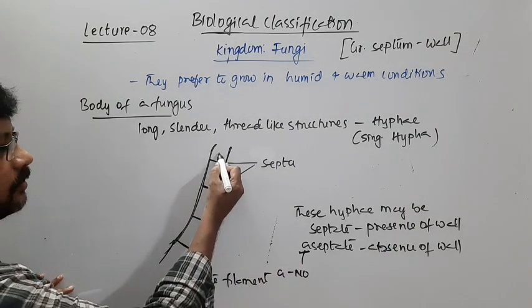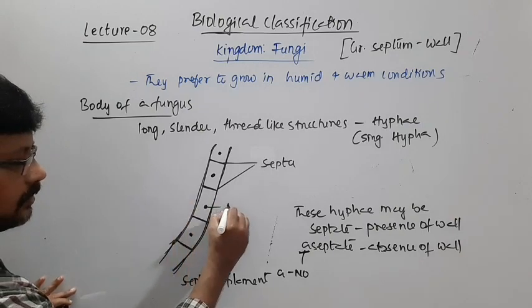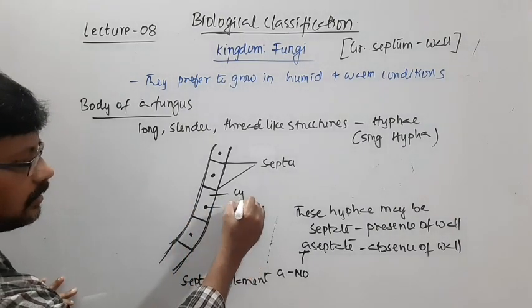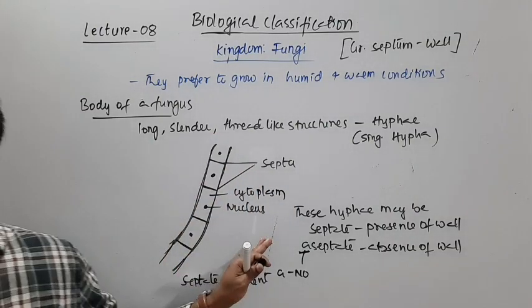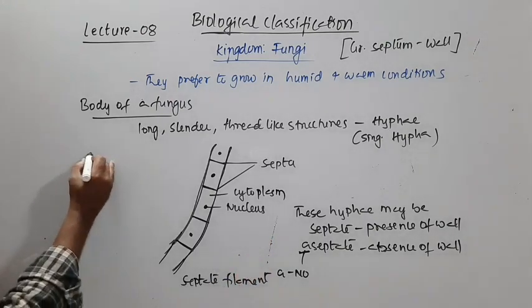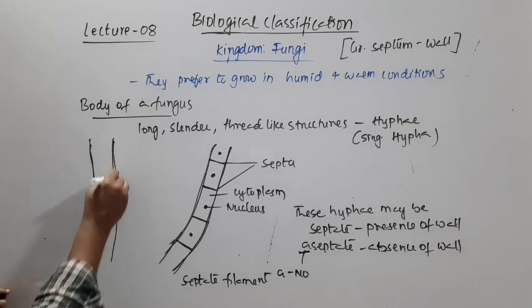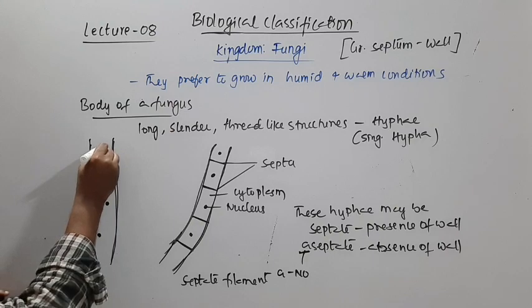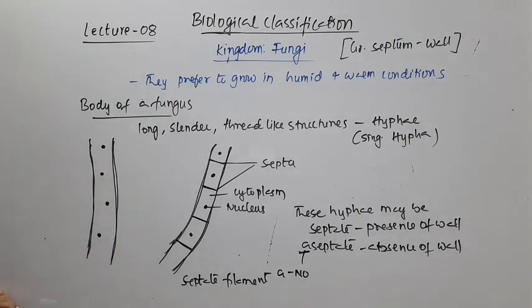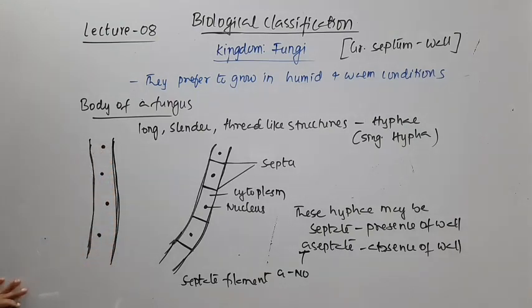And you find a nucleus per cell, and the remaining is the cytoplasm. So nucleus, and this is cytoplasm. This is how you see it in the case of a septate filament. In another case, you may not find these transverse partitions. As a result, you will see this as just one single cell with many nuclei, so it gives an appearance of a multinucleate condition.